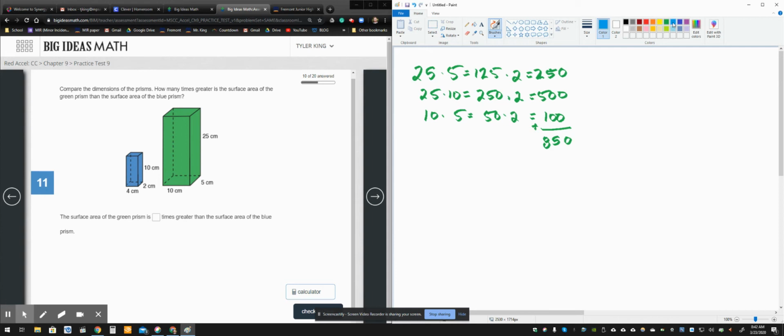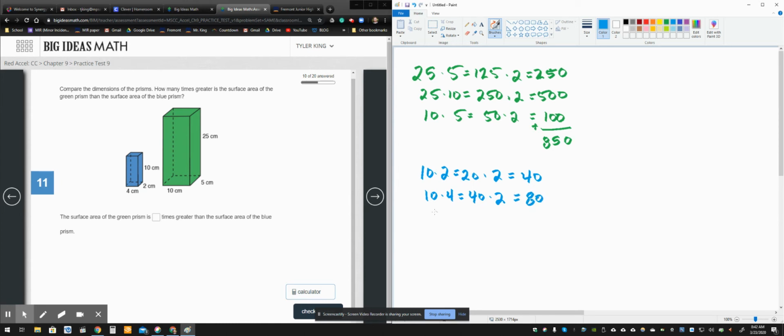Okay, now if we're looking at the surface area of the blue, we can do a lot of the same things, right? We can do 10 times 2, which is equal to 20. And then because the left and the right side are the same, we can times it by 2 to end up at 40. We can then do 10 times 4, which is equal to 40. And then we can times that by 2 because the front and the back are going to be the same. So that's going to be 80.